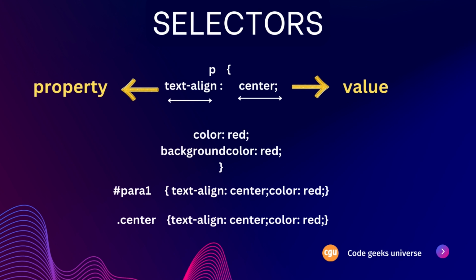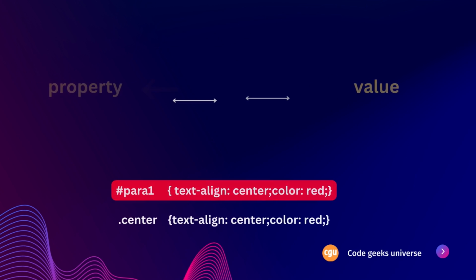And then we have values. For each property, you need to provide a value. Values determine how the selected element will look. If you want a red background color, the value will be red.